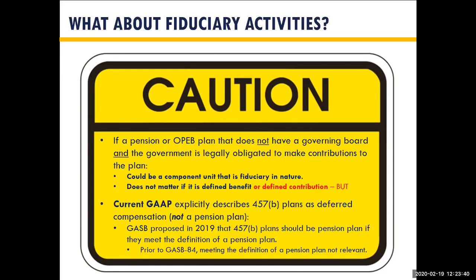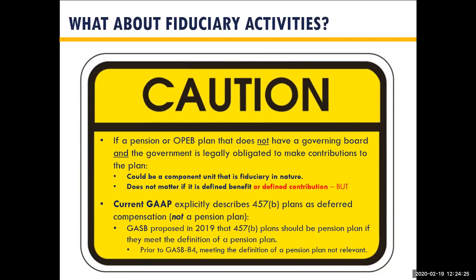There are a few questions in the GASB 84 implementation guide discussing potential component unit relationships. But these questions and others that have been proposed but not approved as of yet have called into question the relationship between a primary government and especially 457B plans. And I know many of you may have 457B plans out there, but a lot of us forget that 457B plans are specifically mentioned as not pension plans. They are deferred compensation plans.